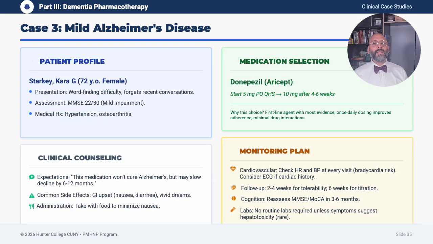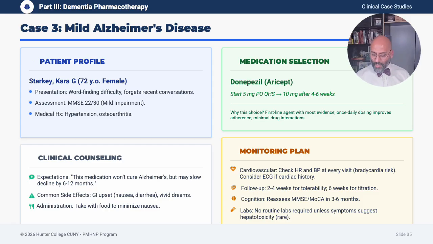Now, this case here represents a very typical early Alzheimer's presentation. You've got a 72-year-old woman with word-finding difficulties and short-term memory loss. Her mini-mental status gives you a 22, which puts her in that middle range. And at this stage, our goal is going to be symptom stabilization, not cure. So donepezil is a first line here, and we start at 5 milligrams nightly, titrate up to 10 after 4 to 6 weeks if tolerated. Once daily dosing improves adherence. That's why we like this one.